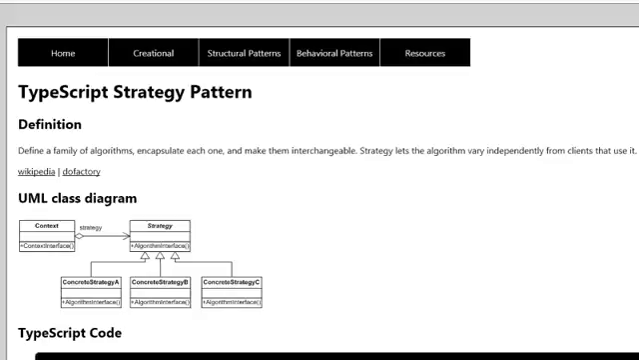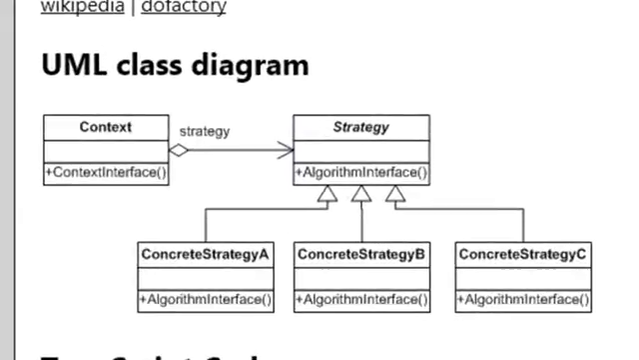So when we look at the UML class diagram, we see a context, and the context can use a strategy, and which strategy you use can be defined either by the object itself, by the context itself, or by the application logic where you define which strategy to use in this case.